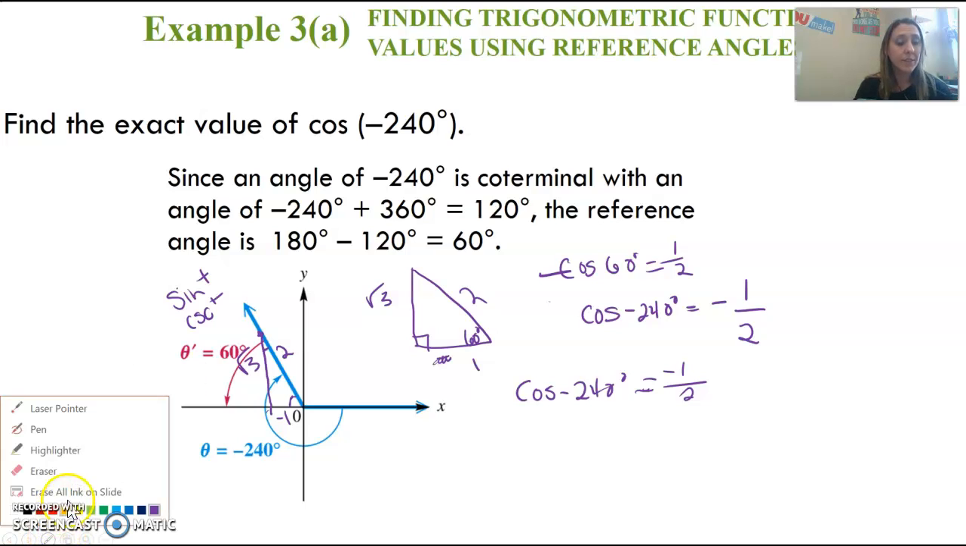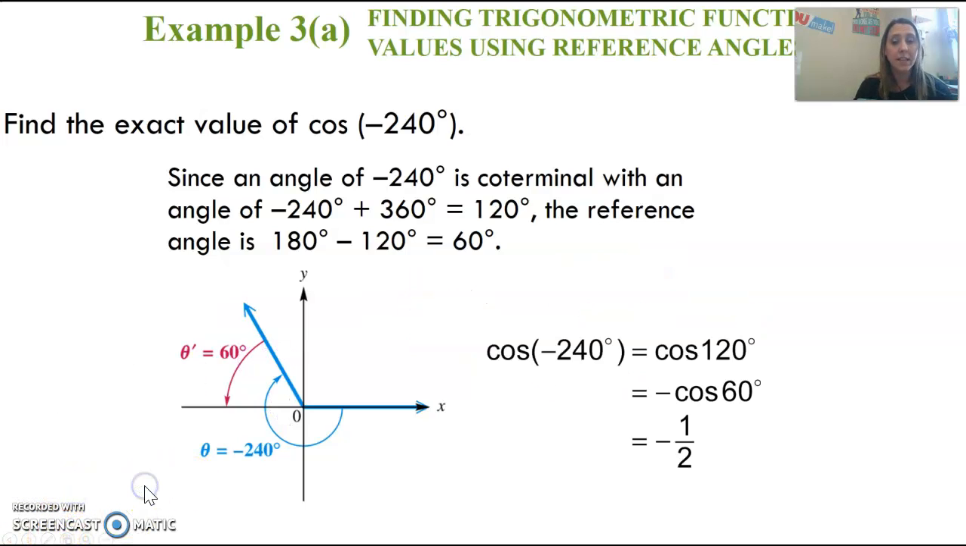And then I have some stuff typed out, so let's erase that, and let's see. We end up with that. We know that the cosine of negative 240 degrees is going to be equal to the cosine of 120 degrees, which is going to be equal to the negative cosine of 60 degrees, which is equal to negative 1/2. So we can do it that way as well.